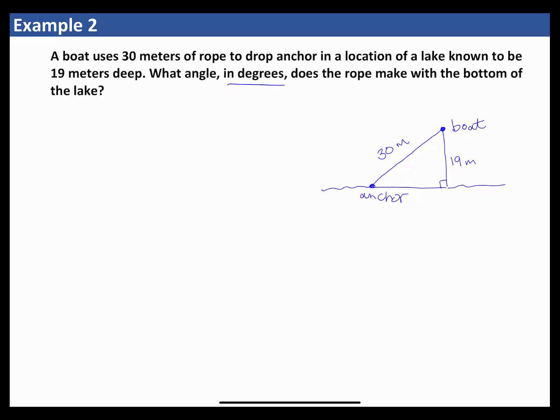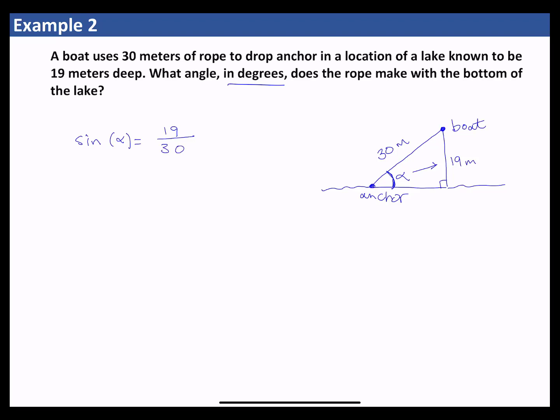So if we're trying to find the angle the rope makes with the bottom of the lake, then we're looking for this angle down here. I'll call that alpha again. In relation to alpha, we now have the opposite side and the hypotenuse. So we're going to use a sine function. The sine of alpha would equal 19 over 30.